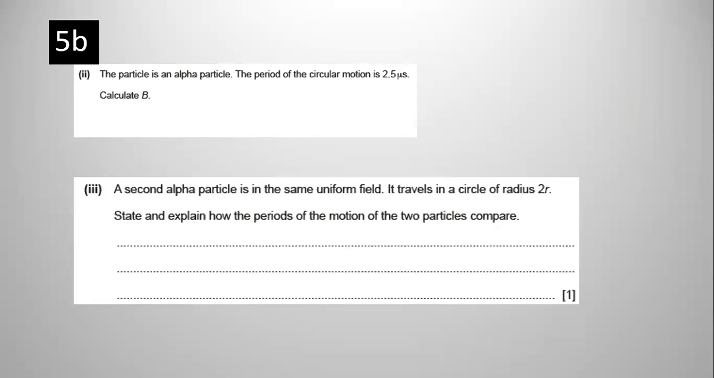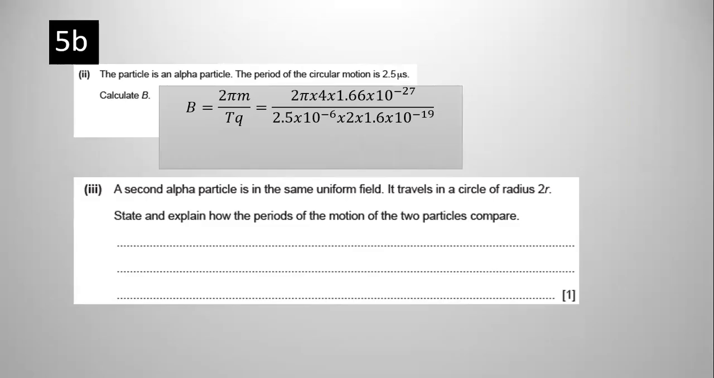An alpha particle. The particle is an alpha particle. The period of circular motion is 2.5 microseconds. Right? It asks you to derive the equation. Derive it, and then now we just apply it.